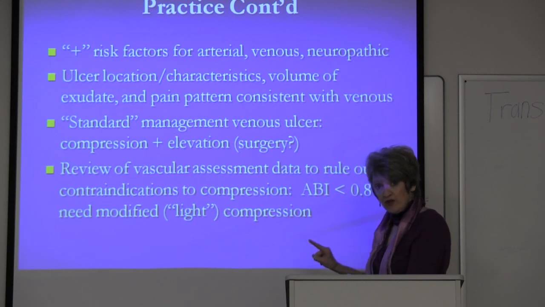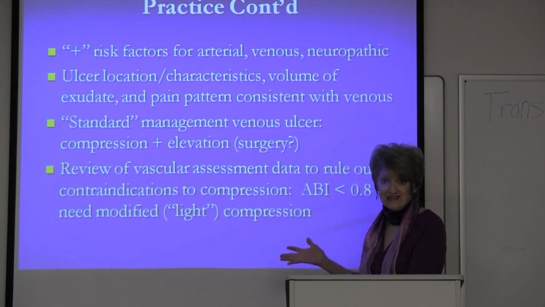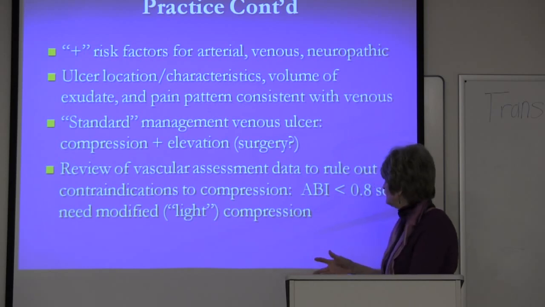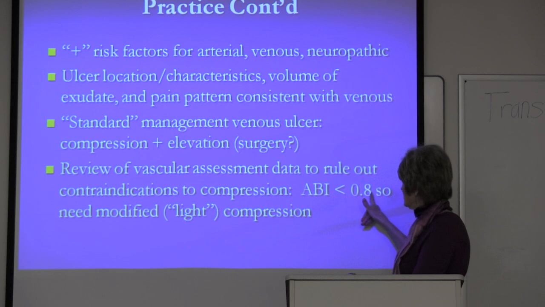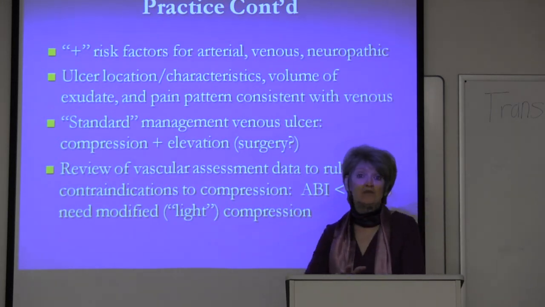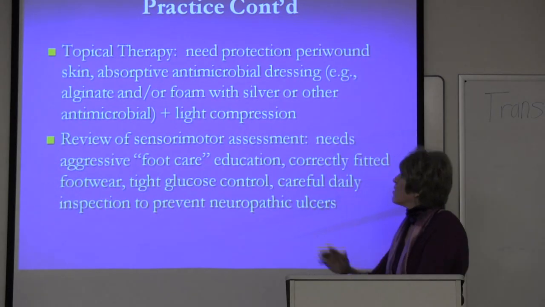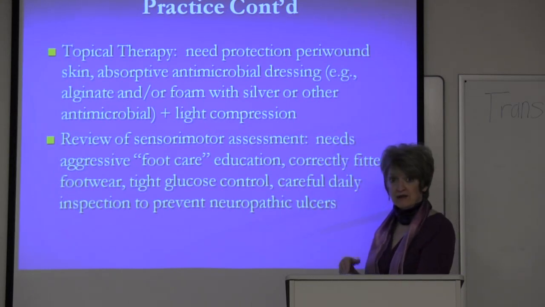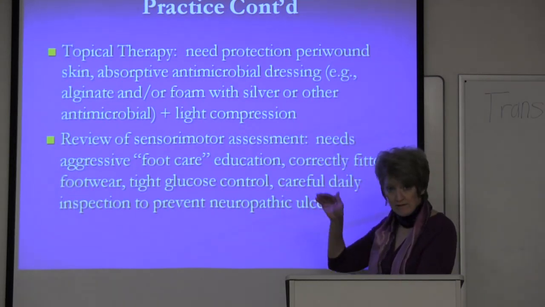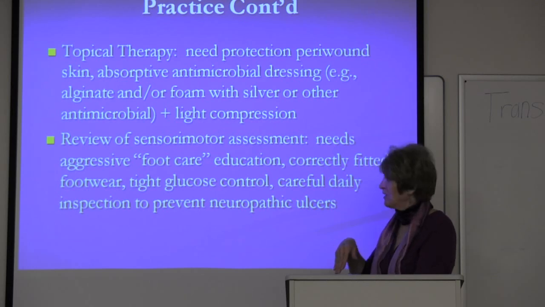But I've got to review my vascular assessment data to see if there's any contraindications to standard therapy, if I need to modify my standard therapy. She has ABI less than 0.8, so we'll need to do modified or light compression. What about topical therapy? Well, we're going to protect the peri-wound skin because it's macerated. We're going right back through our usual list, okay?